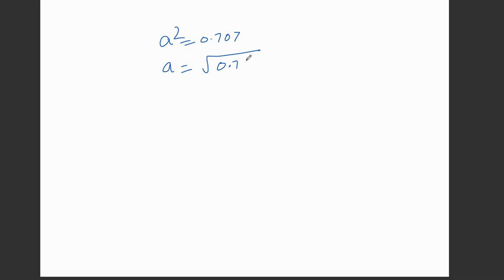So a squared is 0.707, or a is root of 0.707. So it is 0.84.